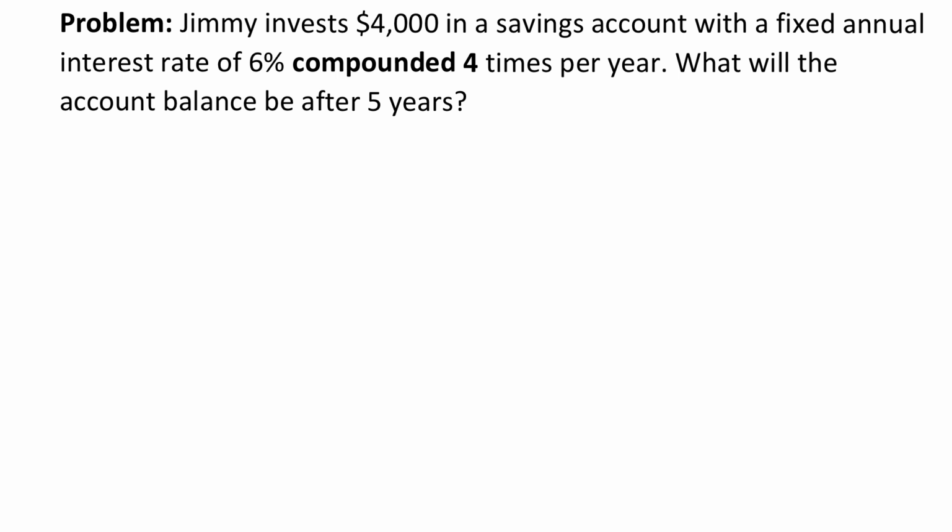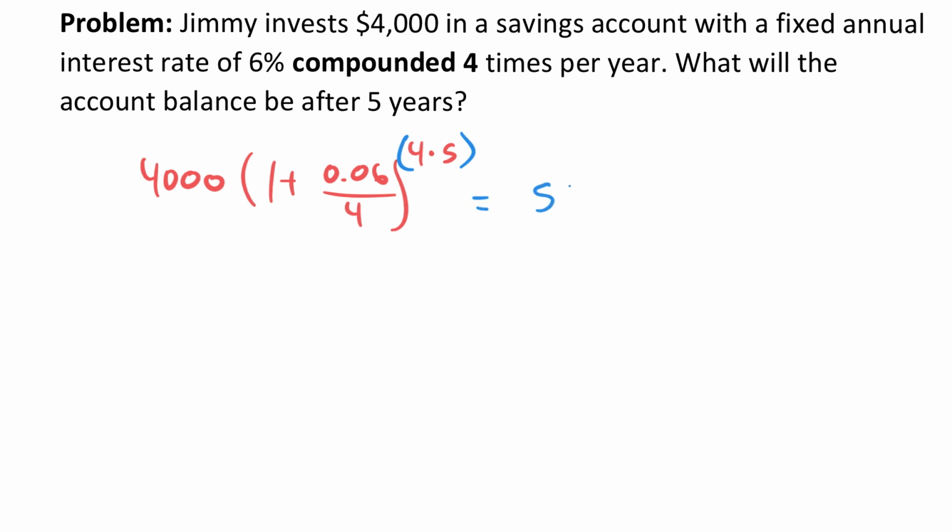So we take our numbers, 4,000, 1 plus 0.06, divided by N, so divided by 4, to the power of 4 times 5. Now, depending on your calculator, you might have to put this part in brackets in the exponent, so just be careful with that. But go ahead and type that in, and you should get $5,387.42.